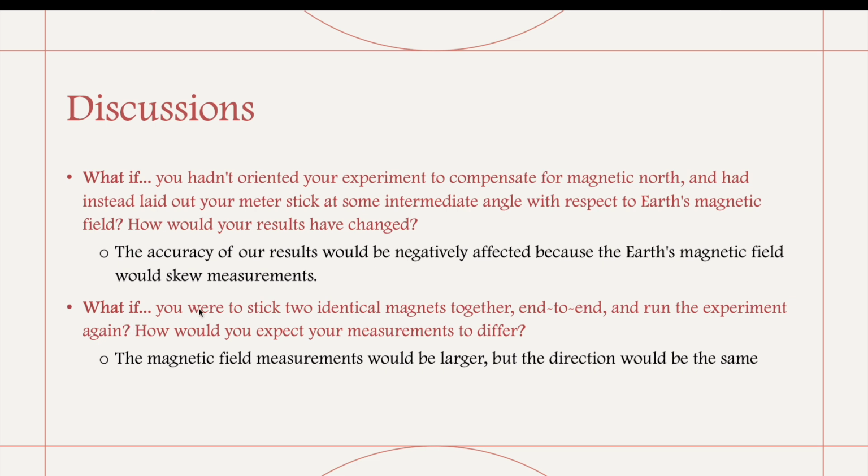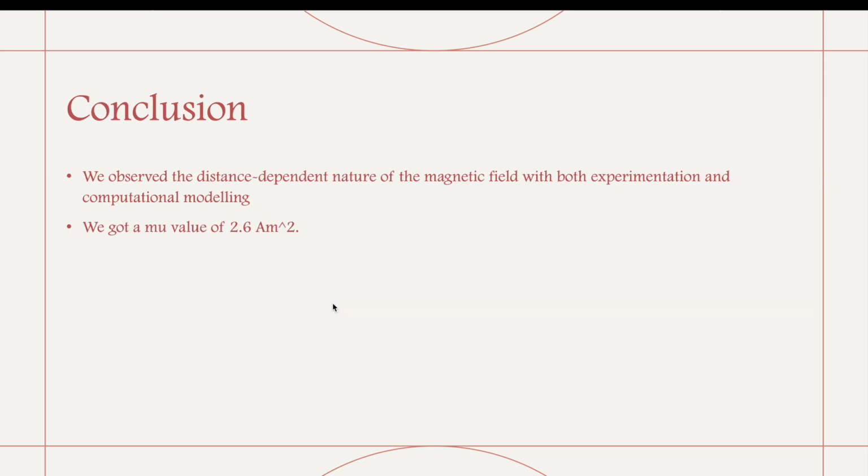And if we were to stick 2 identical magnets together, end to end, and run the experiment, how would you expect your measurements to differ? We would expect the magnetic field measurements to be larger, but the direction would be the same because it's still laid out in the same direction. But 2 magnets will just make it stronger.